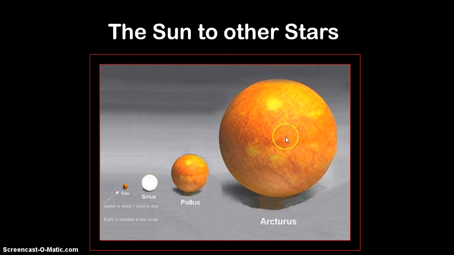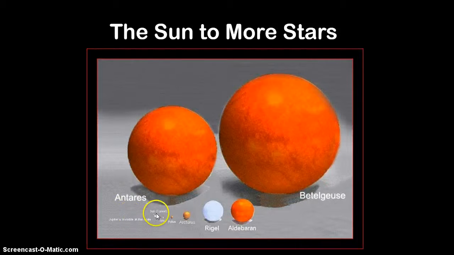Here's our Sun. Here are some other stars: Sirius, Pollux, and I guess that's Arcturus. On this scale, you would not be able to see the Earth. Jupiter on this is 1 pixel. Here is our Sun, so 1 pixel, one piece of the picture here.